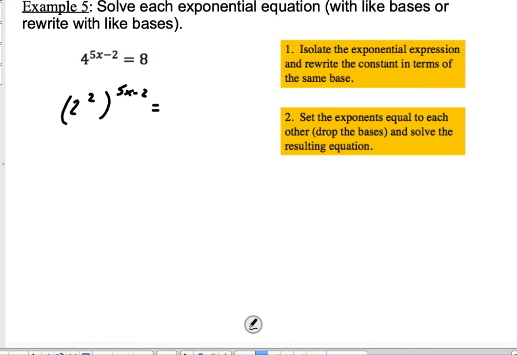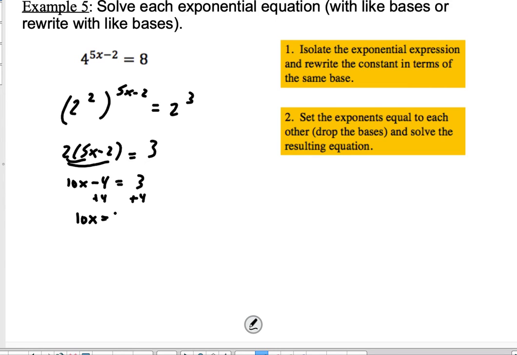What about 8 then? Can I write that in terms of 2? Oh yeah, I can write that as 2 to the third, because 2 times 2 times 2 is 8. Now go ahead and set your powers equal to each other, because now they have the same bases. So we can eliminate the bases, set the powers equal to each other. We're going to use our distributive property now, so we can start to solve here for x. So I'm going to add 4 to both sides, divide by 10, and I get x equals 7/10, or I could do 0.7.